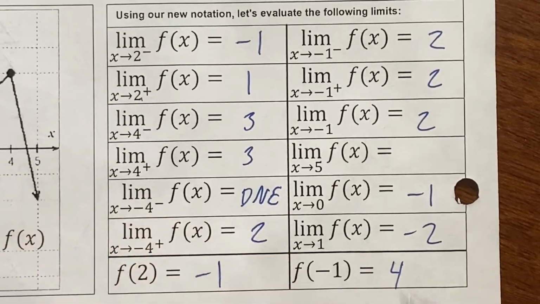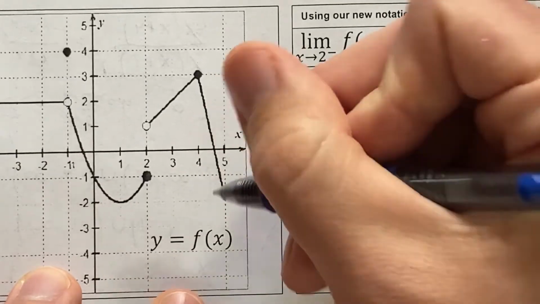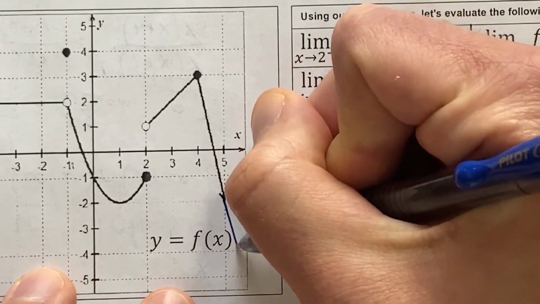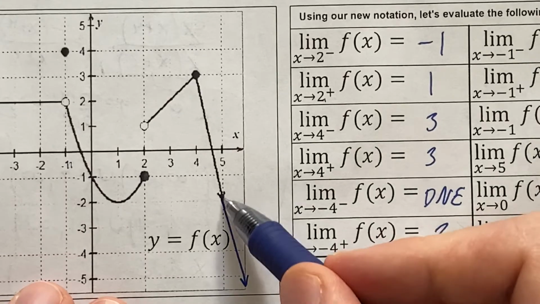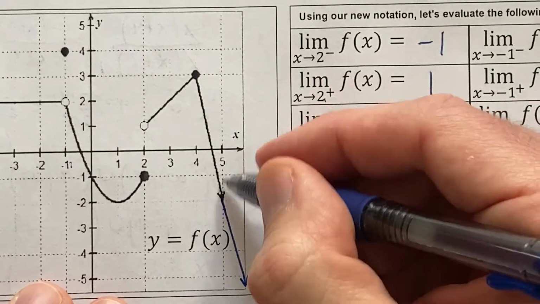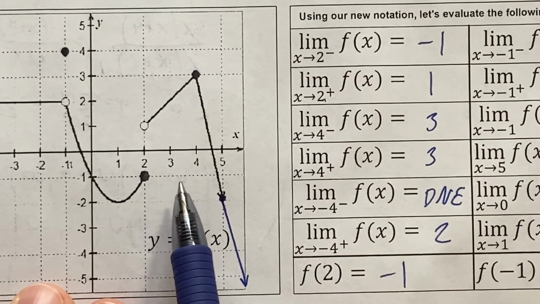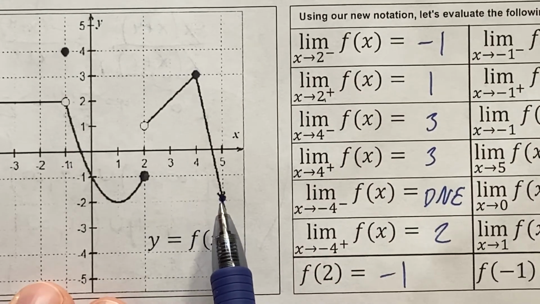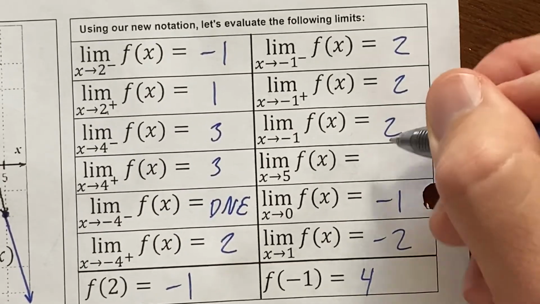Now this last one, as x approaches 5, this graph, there's an arrow right there. So that means that my graph would continue going on and on and on like that. And so if I'm looking at this, my point right there at x equals 5, we're coming from the left, getting really, really close to -2. Coming from the right, we're getting really, really close to -2. I'd say -2.